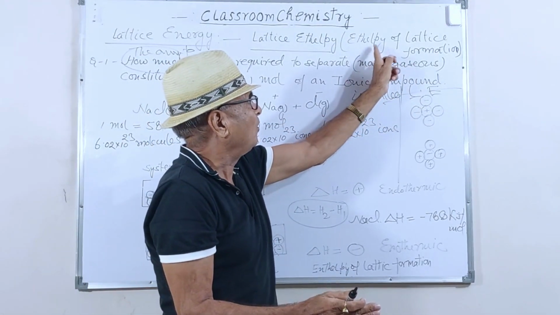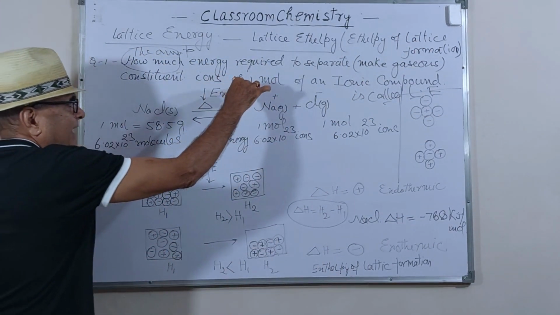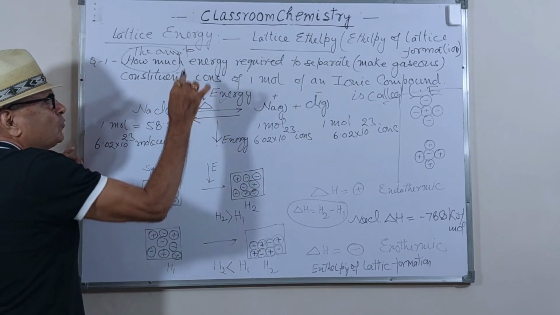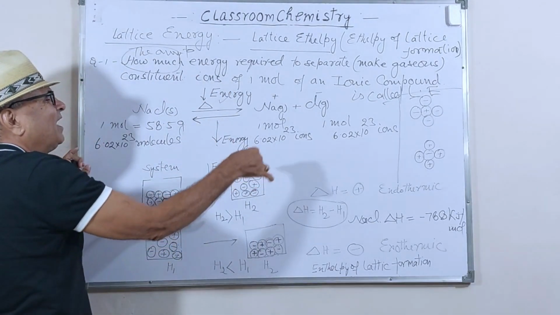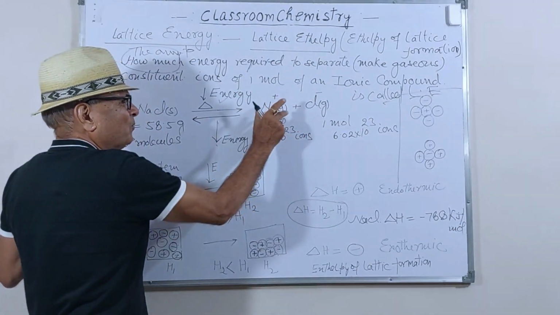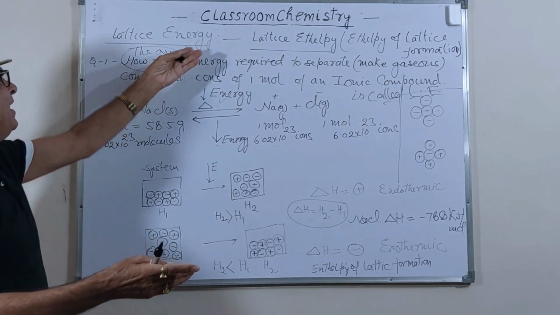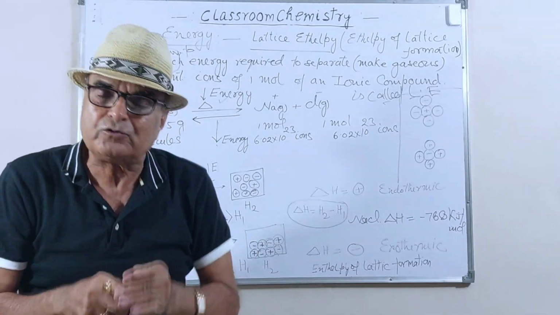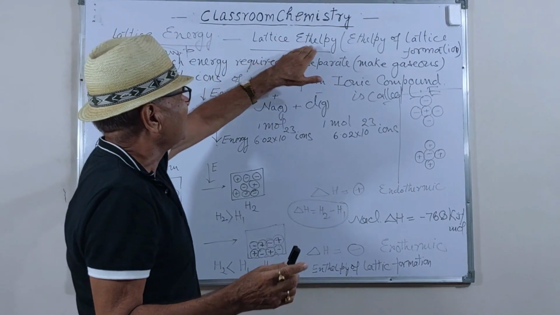So this is called the enthalpy of lattice. The energy absorbed to separate the constituent ions, or the energy released by the combination or attraction of the ions, is equal. So it is called the lattice energy or enthalpy of lattice formation. I think you have understood this. Now I am relating it to the lattice enthalpy.